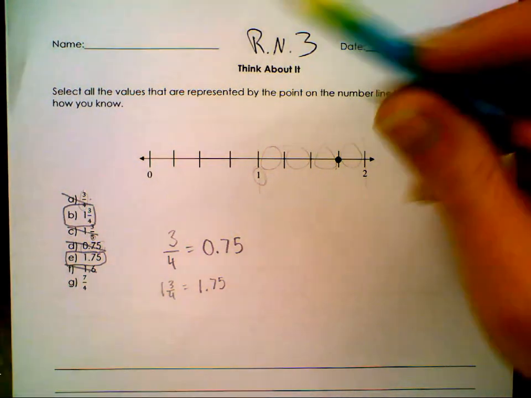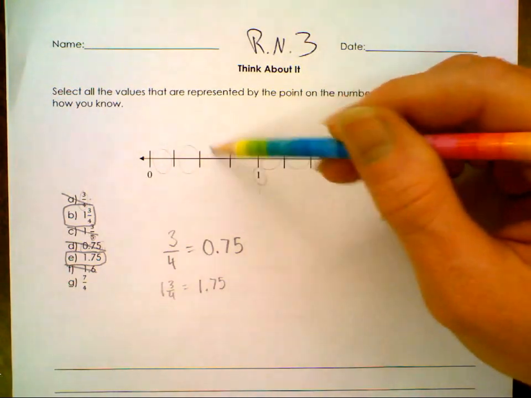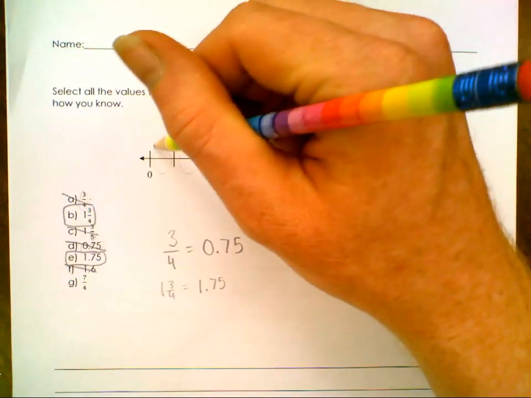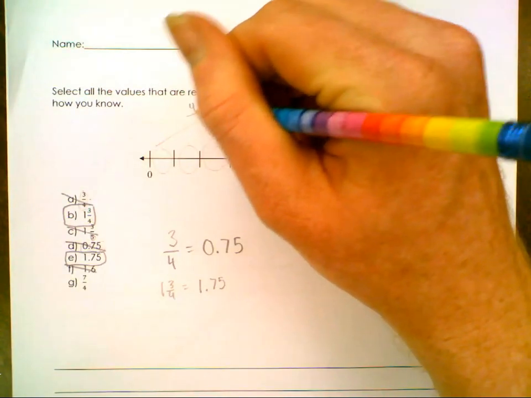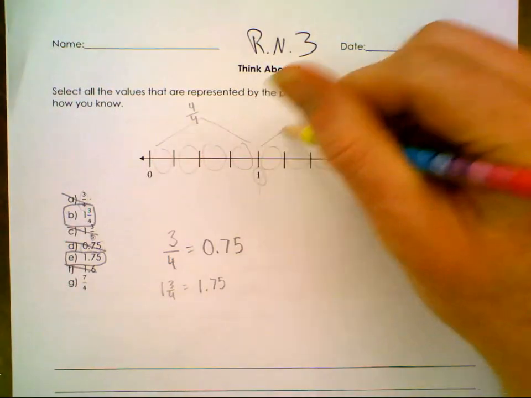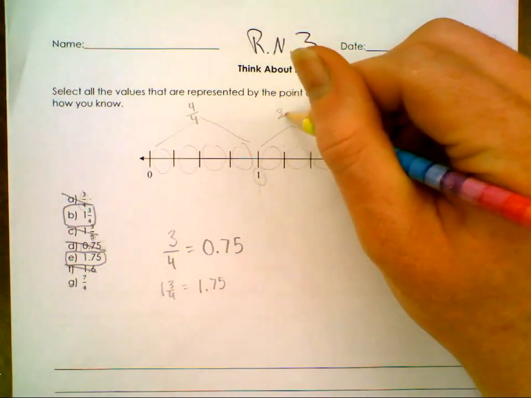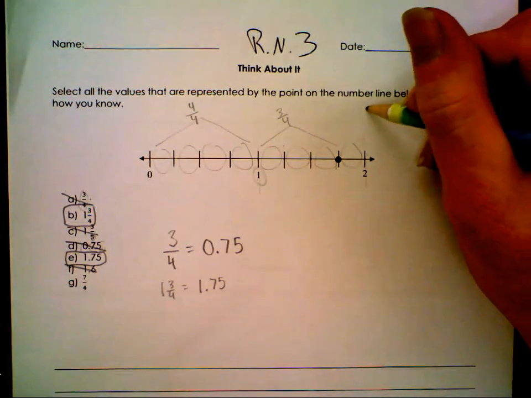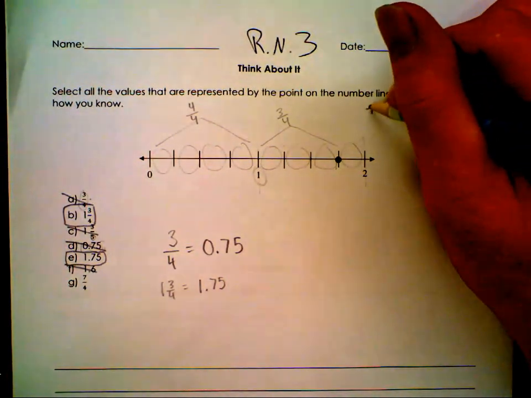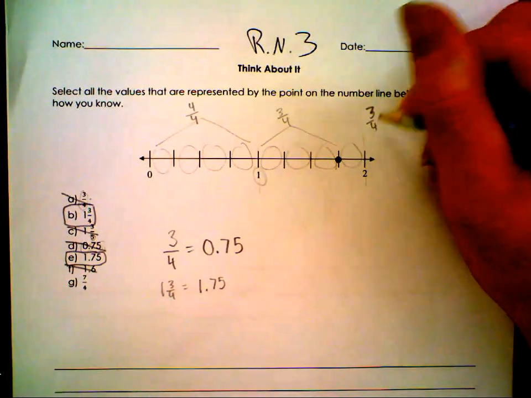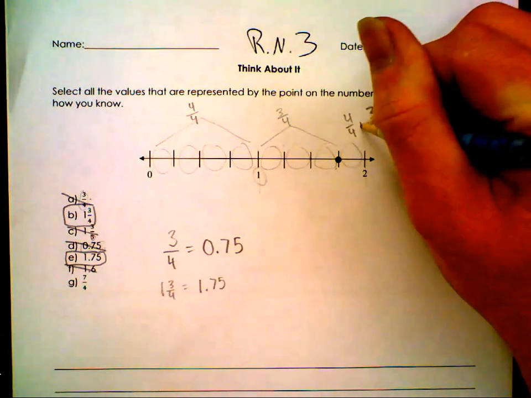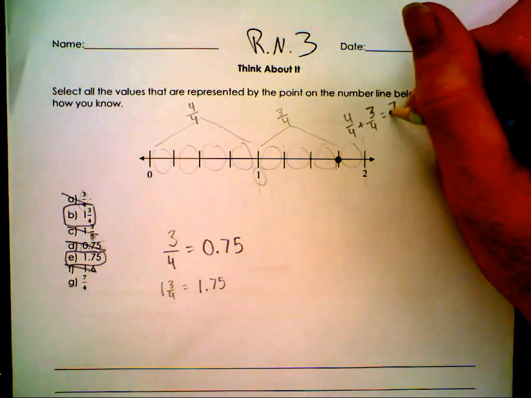Because I know that this is also divided into fourths, I know that this right here is 4/4. And right here, we've already counted, is 3/4. Because we have the same denominator, we can add them. So we have 3/4 and 4/4. We add those together, that gives us 7/4.